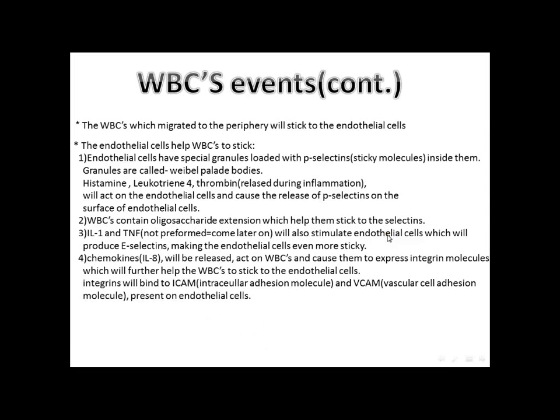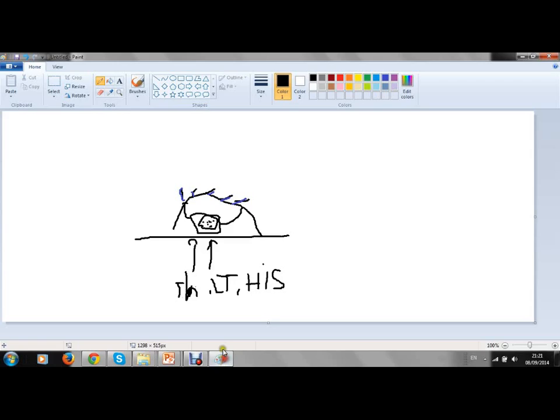Next thing in this process is that white blood cells contain oligosaccharide extensions which help them to stick to the selectins. So what does it mean? If this is the circulation, and again the white blood cell will be in the periphery. So if this is white blood cells, basically what it means is that they contain oligosaccharide extensions, and those extensions will help them stick to the P-selectins. Oligosaccharide means that it's like a carbohydrate, okay, monosaccharide or oligosaccharide, and basically it helps the white blood cells to stick.